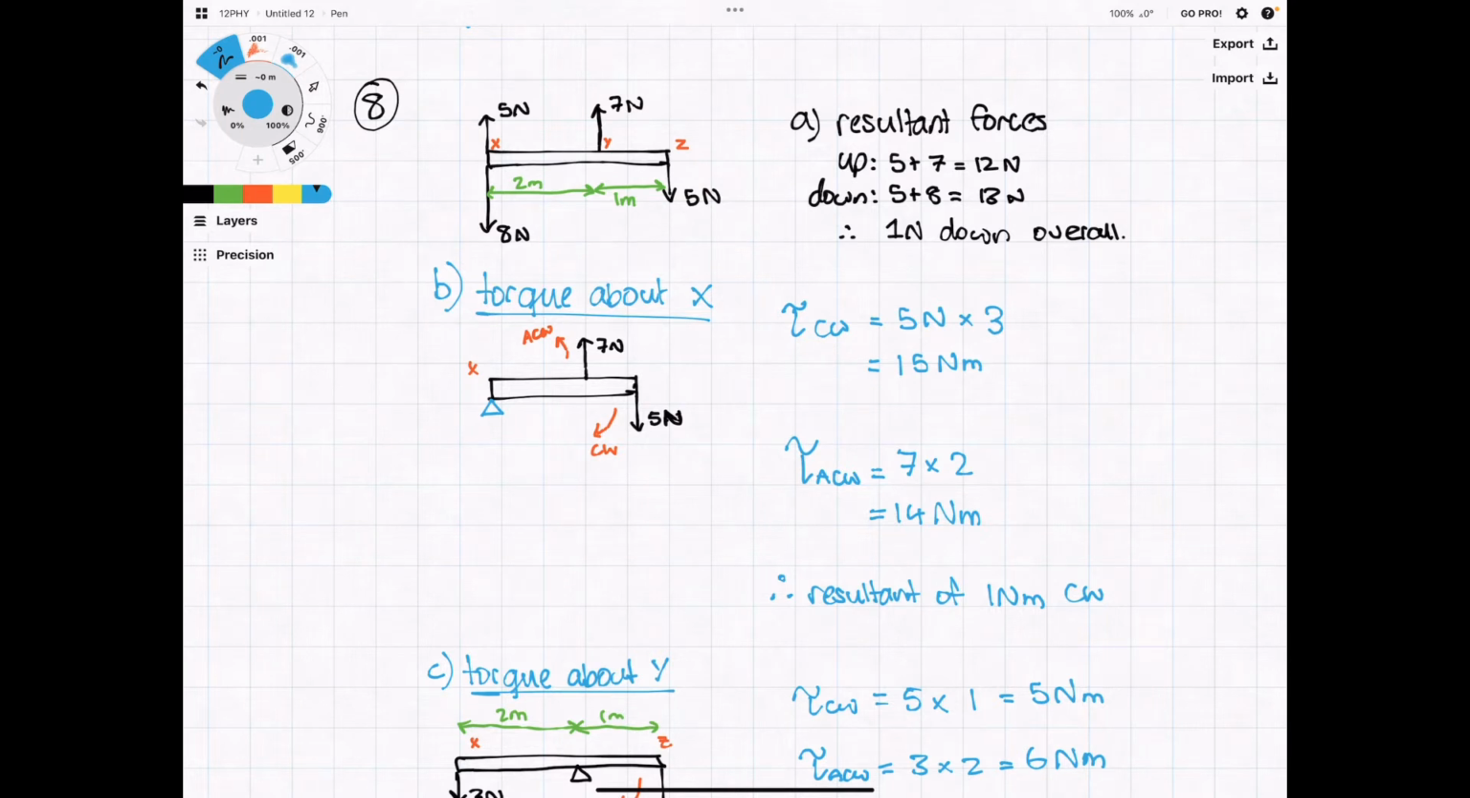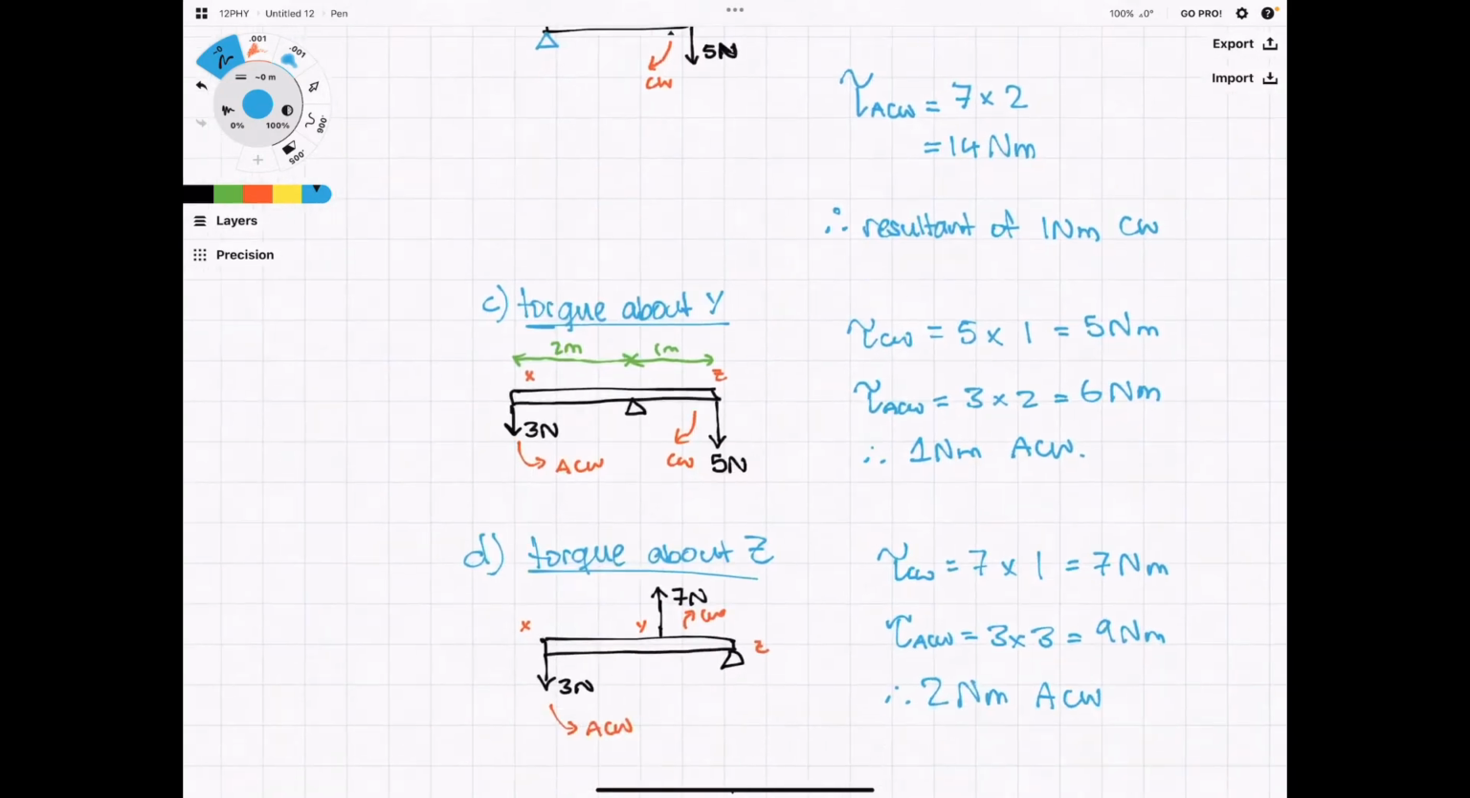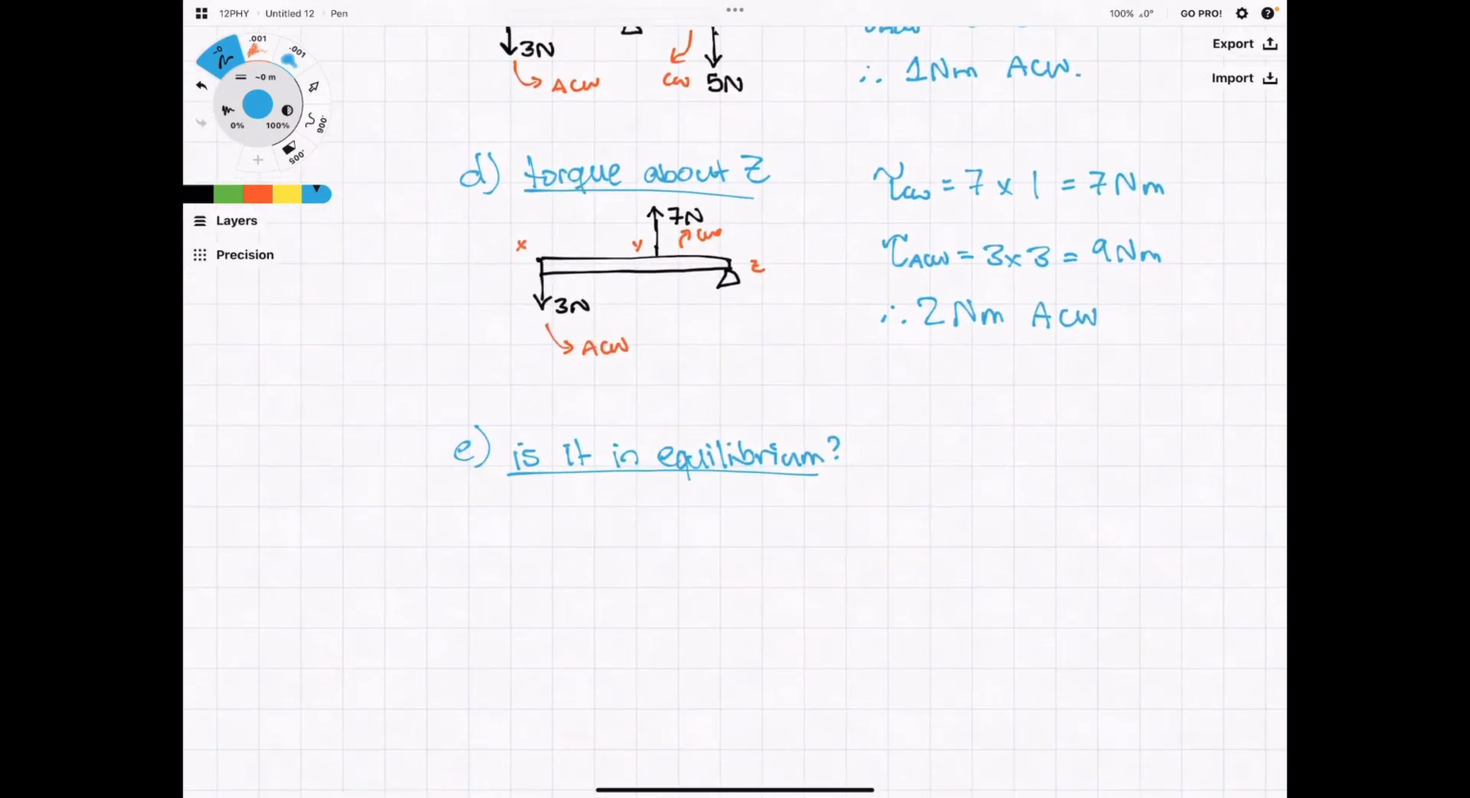And the answer should be no, it's not in equilibrium. Okay, what's our reasoning for that? Why is the Planck not in equilibrium? Hopefully, because we can see that the forces are not balanced.